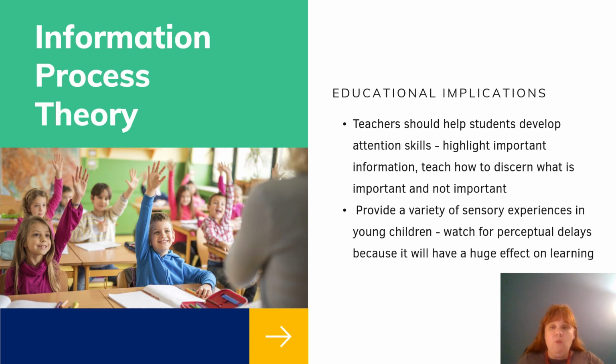And watch out for perceptual delays. We talked about how so much of what we learn first comes into that sensory memory, right? Which is the things we see and hear. If a child has some kind of delay in seeing or hearing or other sensory things, then that's going to have a big effect on their learning and their memory development. So watch for that, and see how you can help children early on to be able to develop these working memory systems.